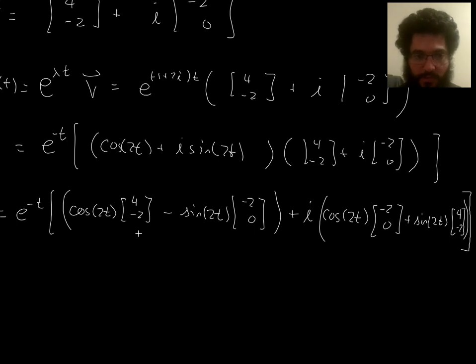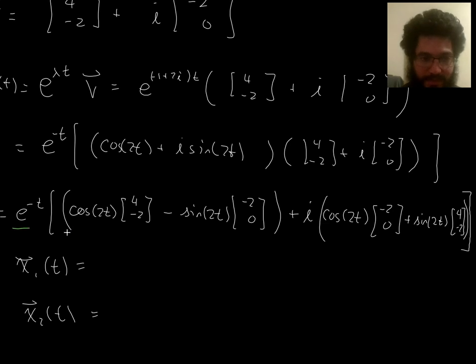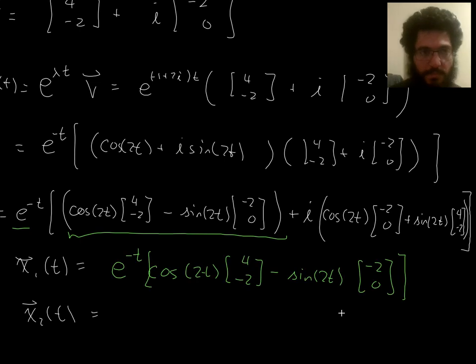So I've collected together the real stuff, the stuff that doesn't have a factor of i, and the stuff that does have a factor of i. And now I can pick off the real and imaginary parts. Let's call those x1 of t and x2 of t. So x1 of t will be e to the minus t times this stuff, just like that. And x2 of t is e to the minus t times this stuff. And don't try to include the i there. We're going for the imaginary part, which is this real thing that's getting multiplied by i. e to the minus t.